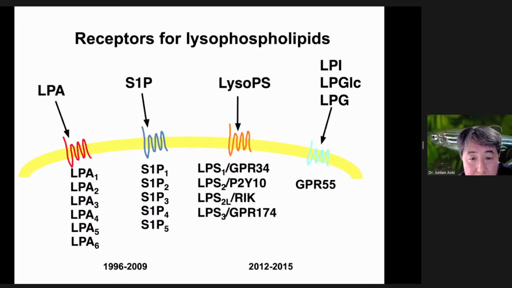And over the past 3 decades, many G-protein coupled receptors have been identified for LPA and sphingosine 1-phosphate, S1P, and mainly from our laboratory, we identified GPCRs for lysophosphatidylserine. Recently GPR55 is reported to be a receptor for sugar-containing lysophospholipid, such as lysophosphatidylglucoside or glycerol.